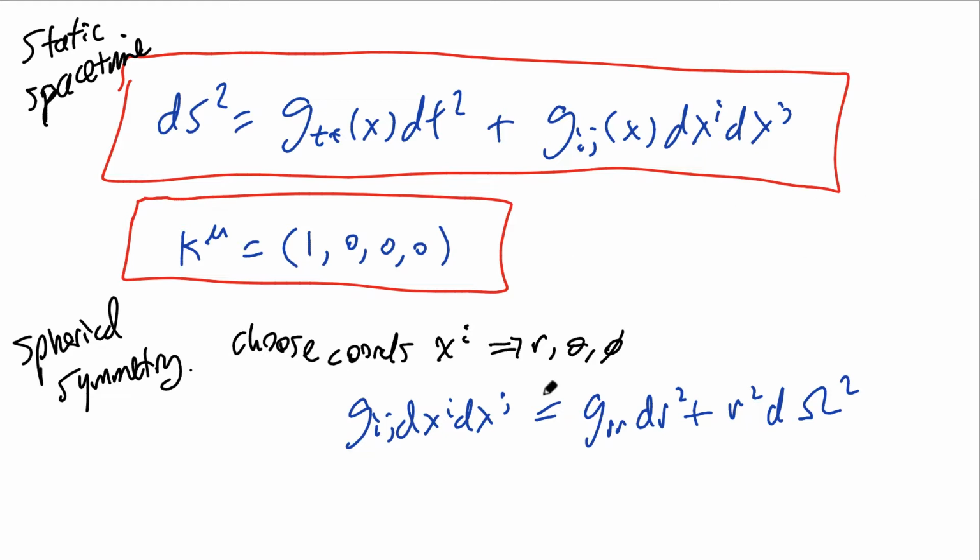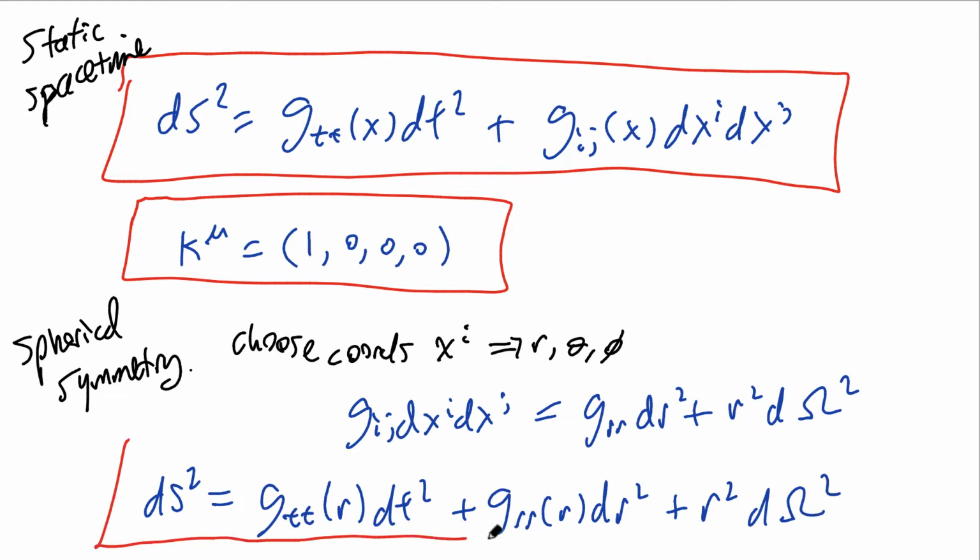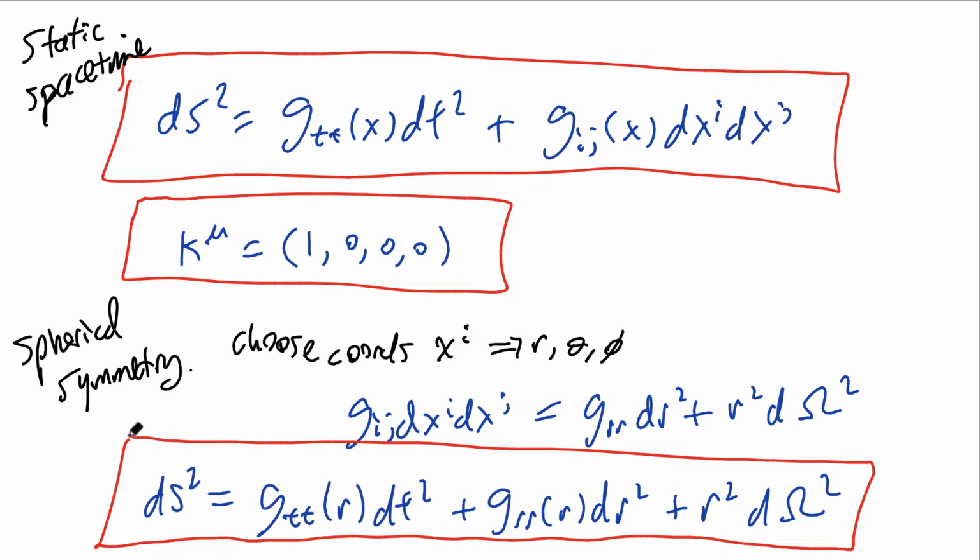So if we assume spherical symmetry, as well as static, then we can write our spacetime metric as g_tt, a function of r, times dt squared, plus g_rr, a function of r, dr squared, plus r squared d omega squared. So this is the general form for a static spherically symmetric spacetime. Or said another way, if your spacetime is static and spherically symmetric, you can always find a coordinate system in which the metric takes this form.